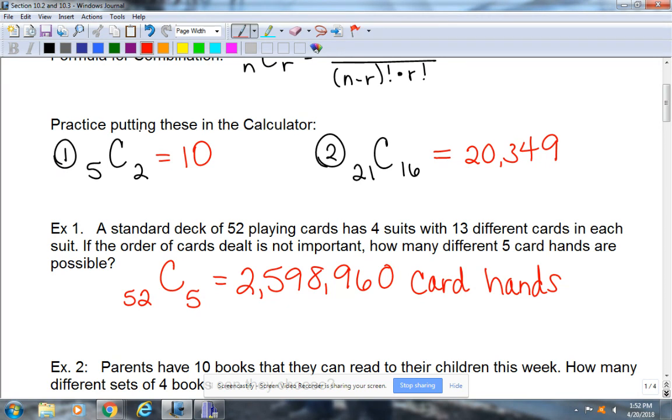Because this is just section 10.2. In section 10.3, in just a minute, we're going to talk about probabilities of getting certain things.